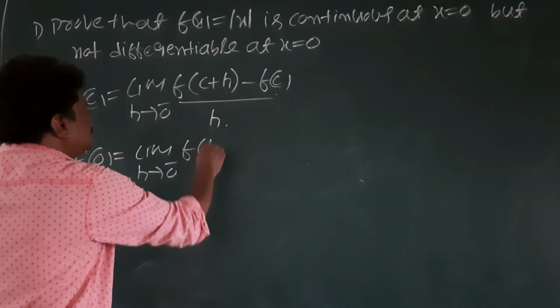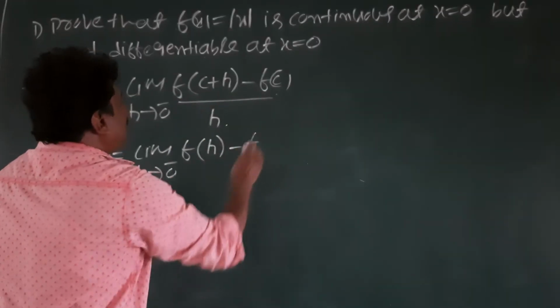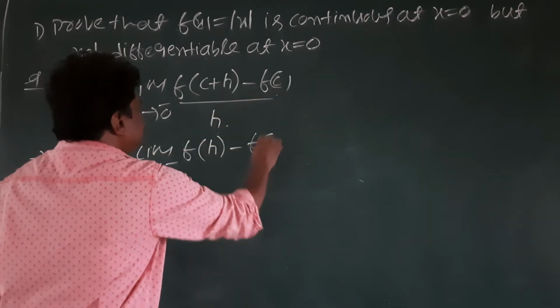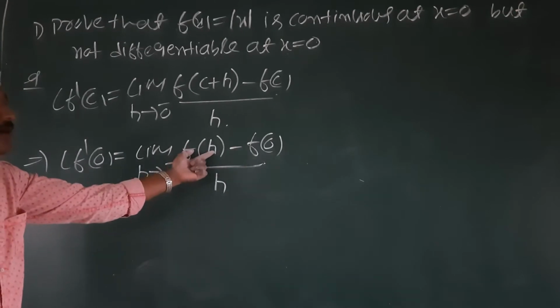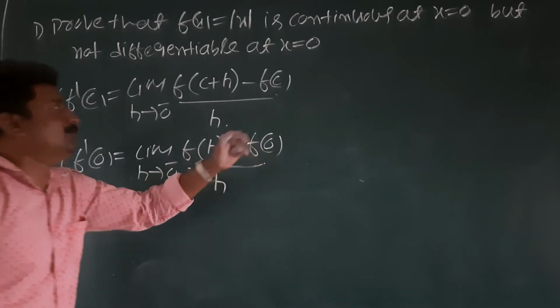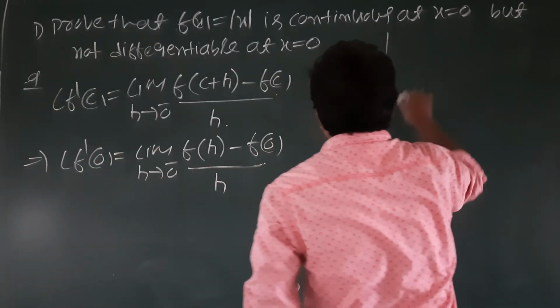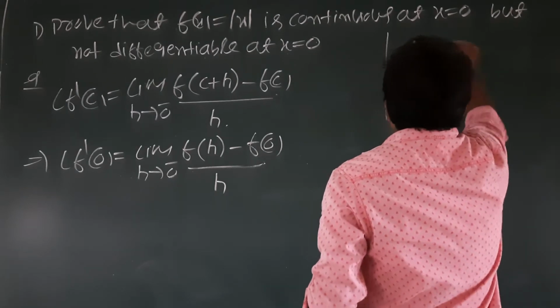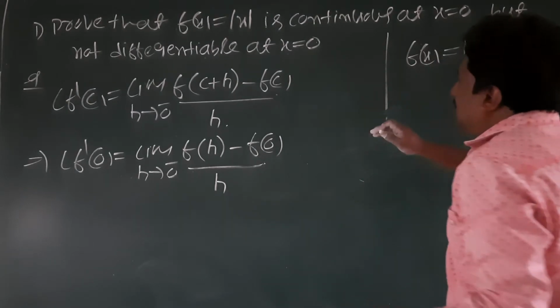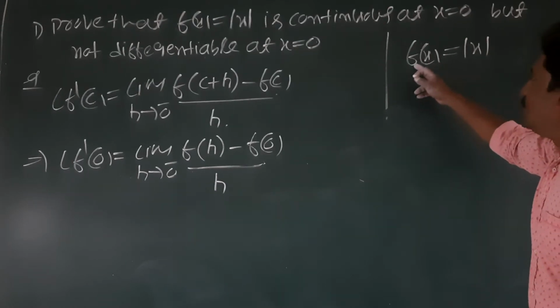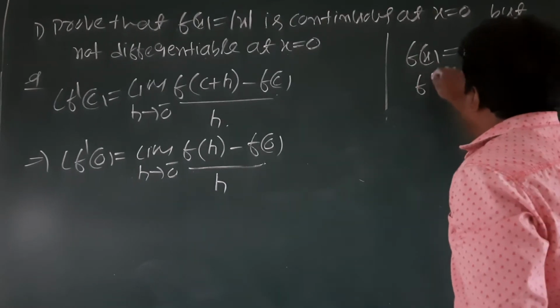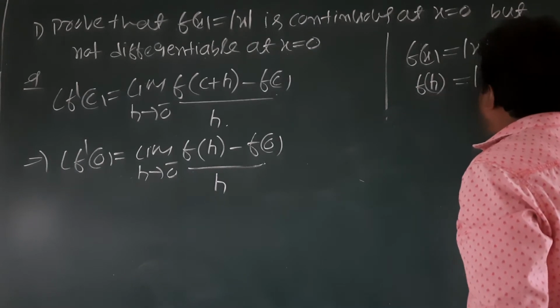0 plus h means f(h) minus f(0) by h. So you calculate f(h) value and f(0) value. We have f(x) is equal to mod x. Tell me, students, how much is f(h)? Put x is equal to h, you are going to get f(h) value. So f(h) is mod h.